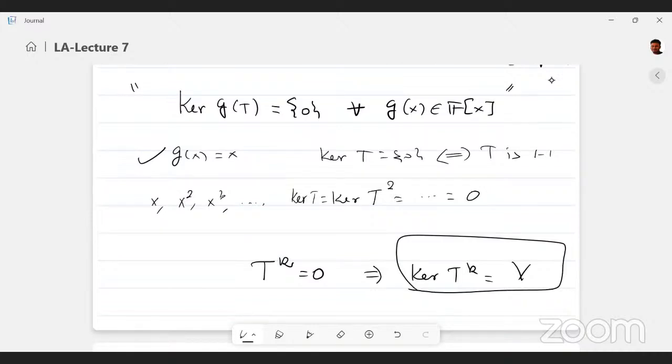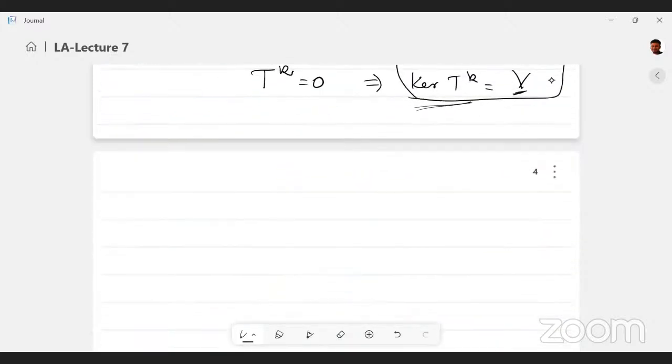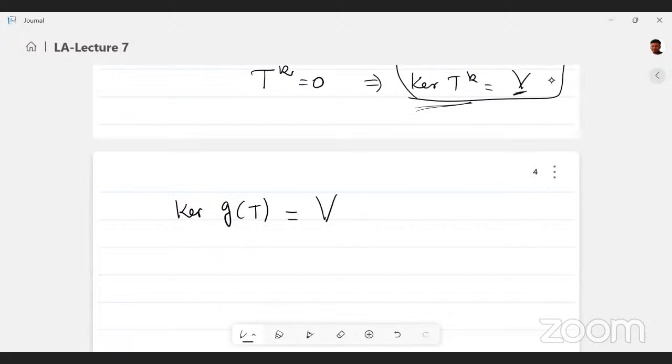Actually, this is itself suggesting something. So sometimes the kernel of some polynomial in T could be equal to the entire space. So what is the meaning of the kernel of some polynomial in T becoming the full space? What is the meaning of this?